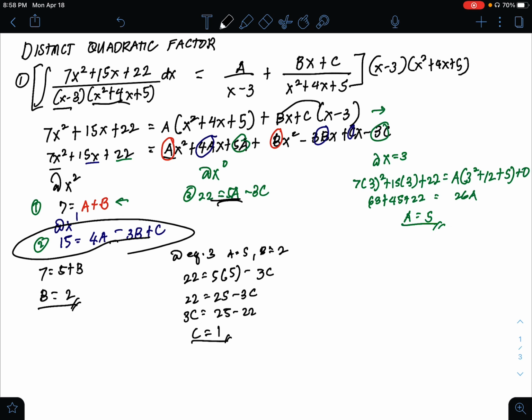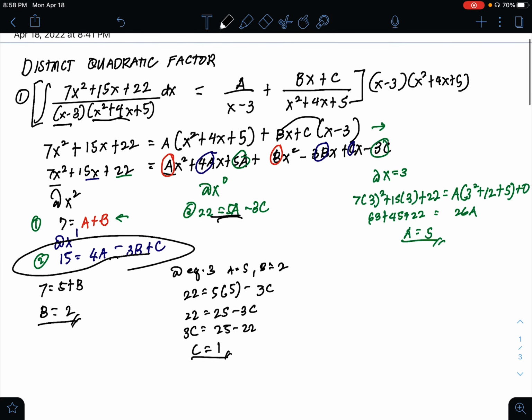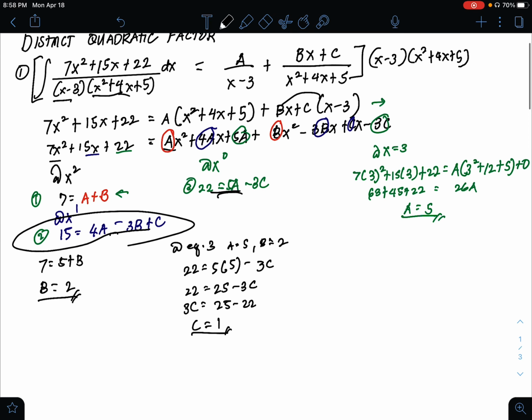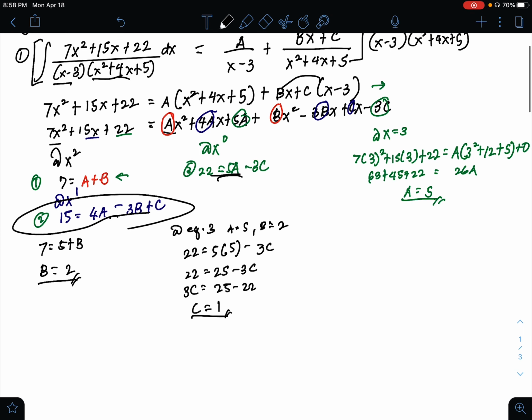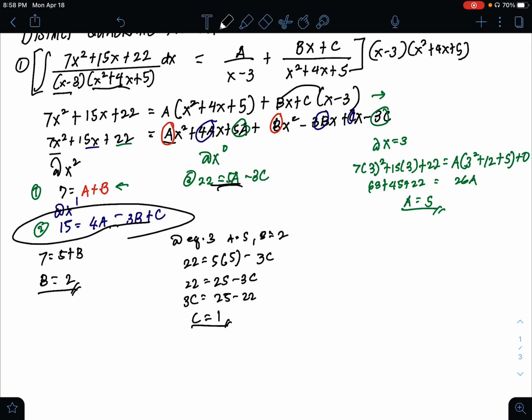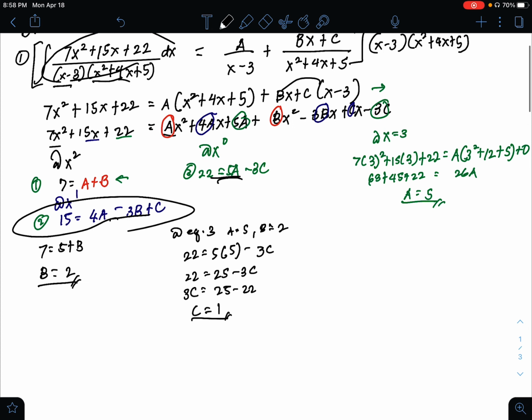So we have A is 5, B is 2, and C is equal to negative 1. That's it. Since we have already decomposed the partial fractions of the earlier equation into these constants, we are going to rewrite them. A is 5, so that's 5 over x minus 3 dx.